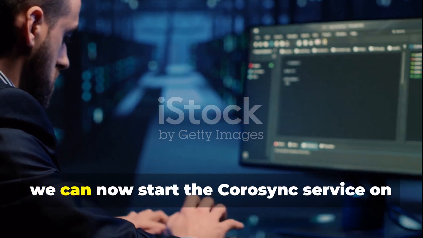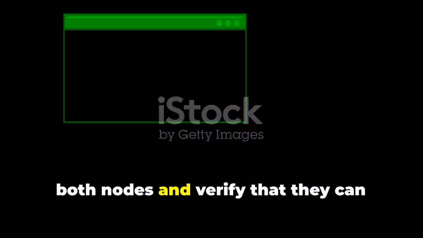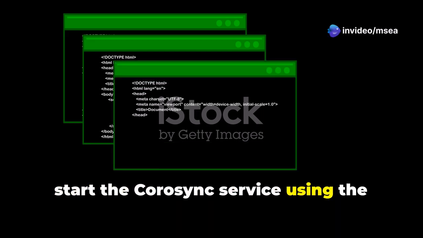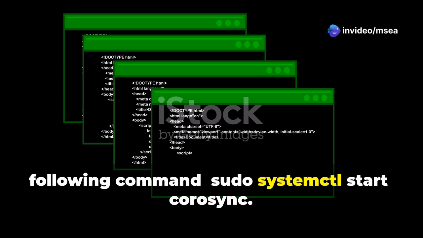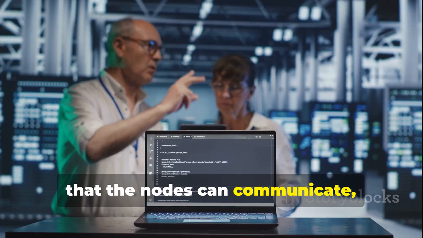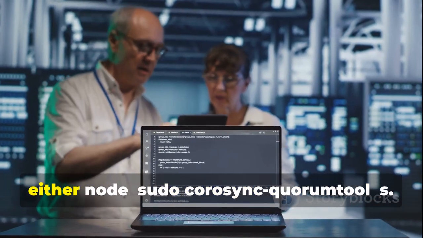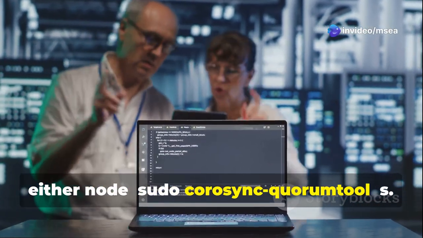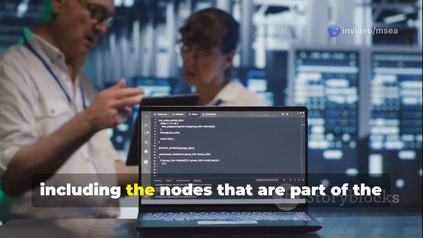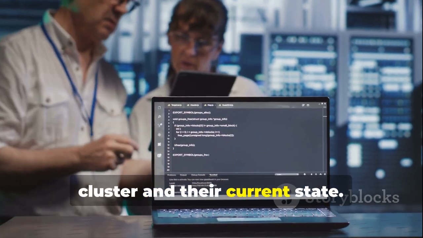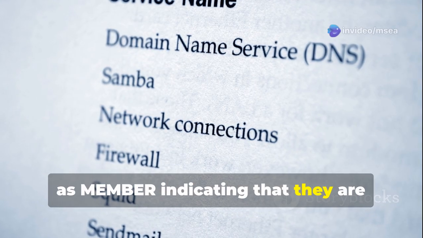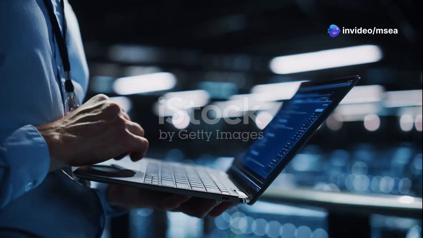With CoroSync configured, we can now start the CoroSync service on both nodes and verify that they can communicate with each other. On both nodes, start the CoroSync service using the following command: sudo systemctl start corosync. To verify that CoroSync is running and that the nodes can communicate, you can use the following command on either node: sudo corosync-quorumtool -s. This command displays the status of the CoroSync cluster, including the nodes that are part of the cluster and their current state. You should see both of your nodes listed as members, indicating that they are connected and communicating properly.